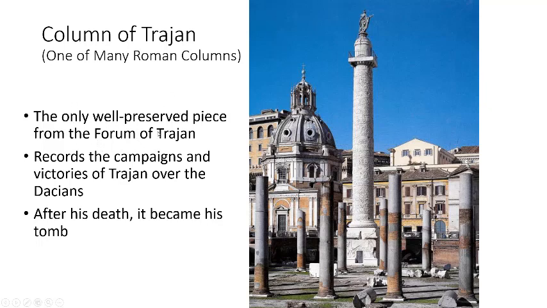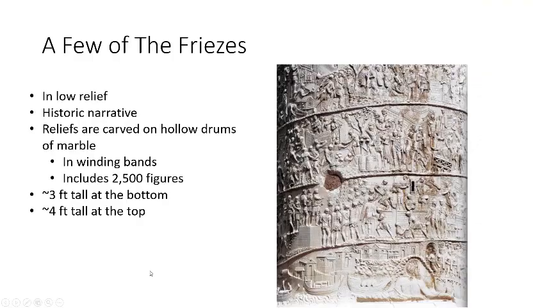This is the only well-preserved piece, to be perfectly honest, of the whole forum of Trajan. And it records the campaigns and victories of Trajan over the Dacians. And I'll show you just a couple of scenes. And after his death, this bottom part becomes his tomb, which was really weird because people were not normally allowed to be buried within the walls of Rome.